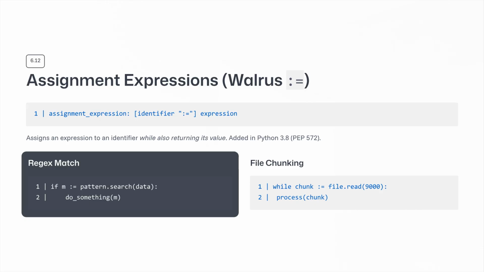Two practical examples. Left column, regex match. If m colon equals pattern.search(data), then do something with m. We assign and test in one step. No need to call search twice. Right column, file chunking. While chunk colon equals file.read(9000), process chunk. We read and test in the while condition, clean and efficient.